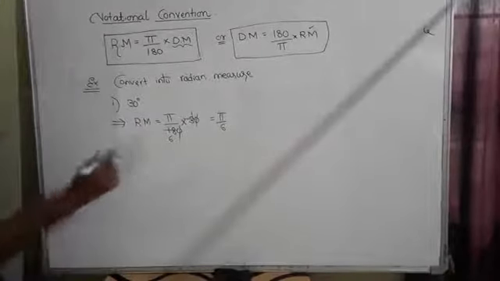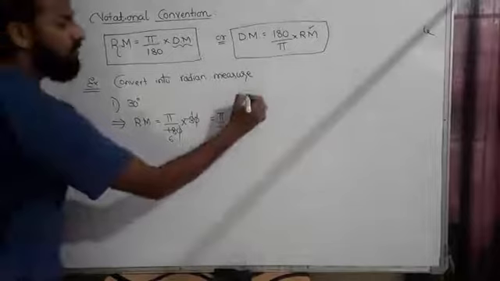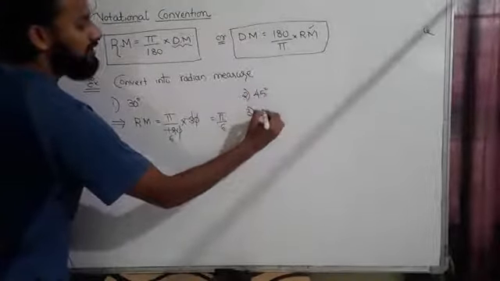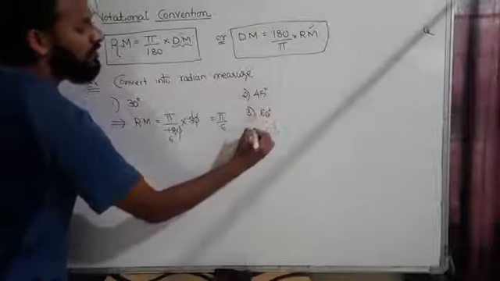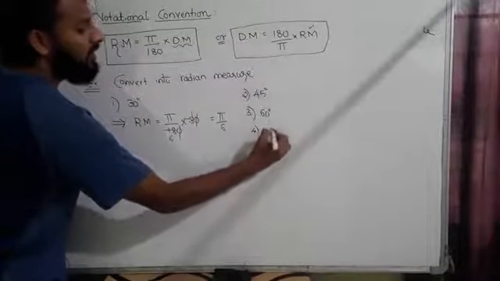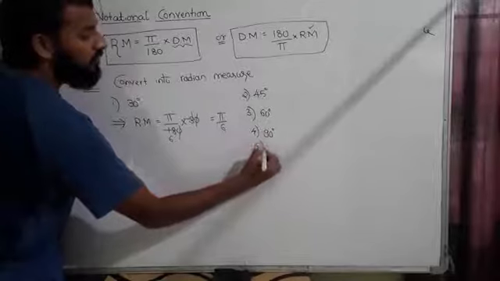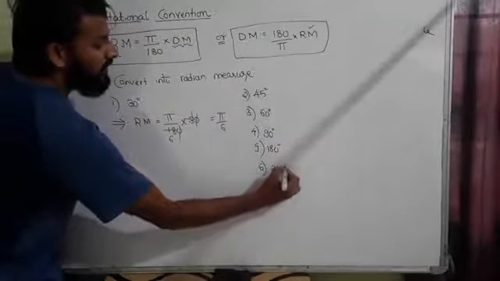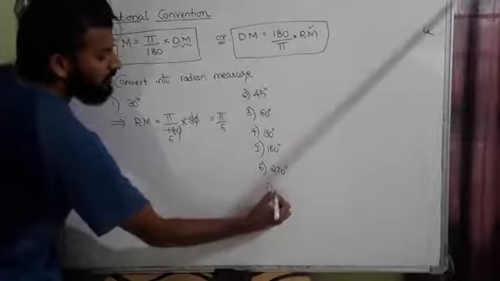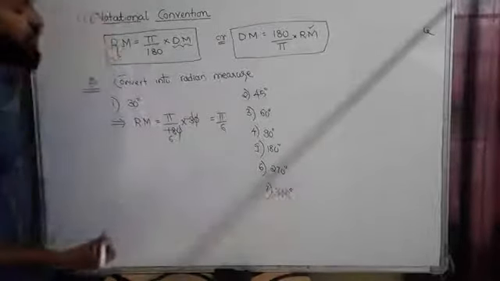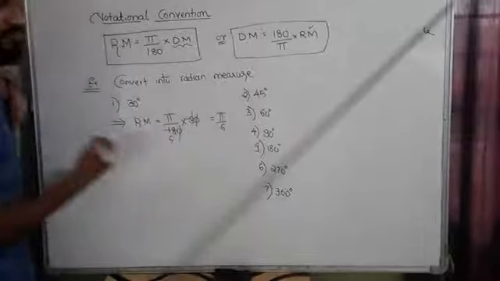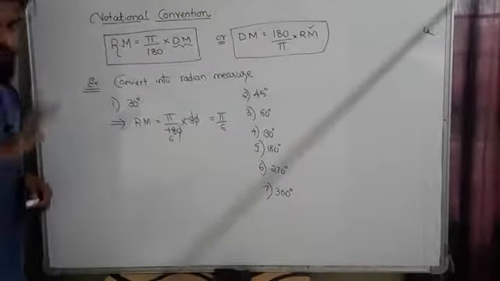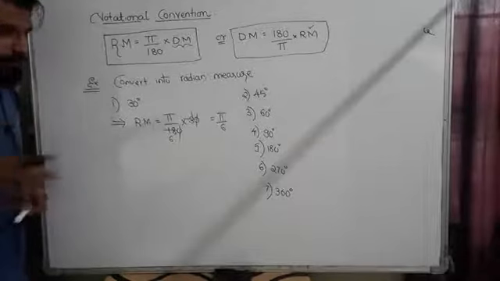Okay, similarly, what you have to do is 45 degrees, then go for 60 degrees, go for 90 degrees, go for 180 degrees, and go for 270 degrees, and go for 360 degrees also. For all these degrees you need to convert them into radian measure and give me the answer. So please pause the video and do it.